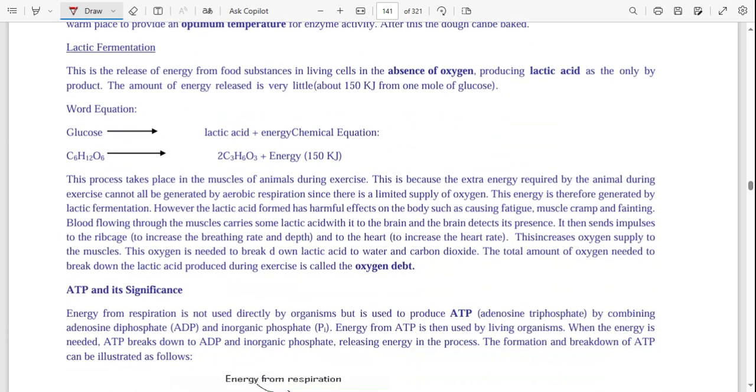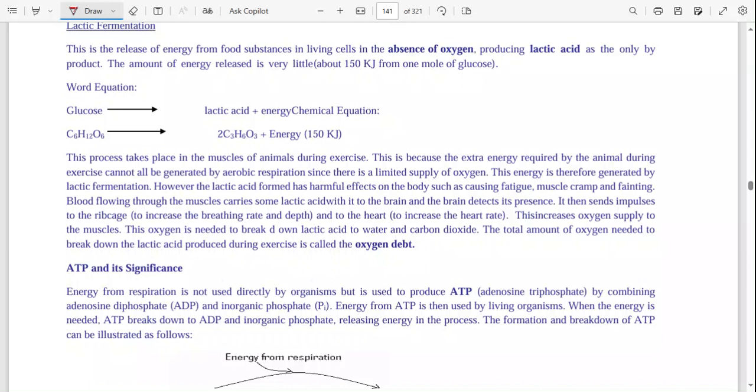And then lactic fermentation. Lactic fermentation is where you are releasing energy from the food in the living organism without oxygen, but then you are not producing alcohol, you are producing what we call lactic acid as the only product. Okay, and the amount of energy released is very little. So look at this, you have got glucose producing lactic acid and energy. The chemical equation is here.